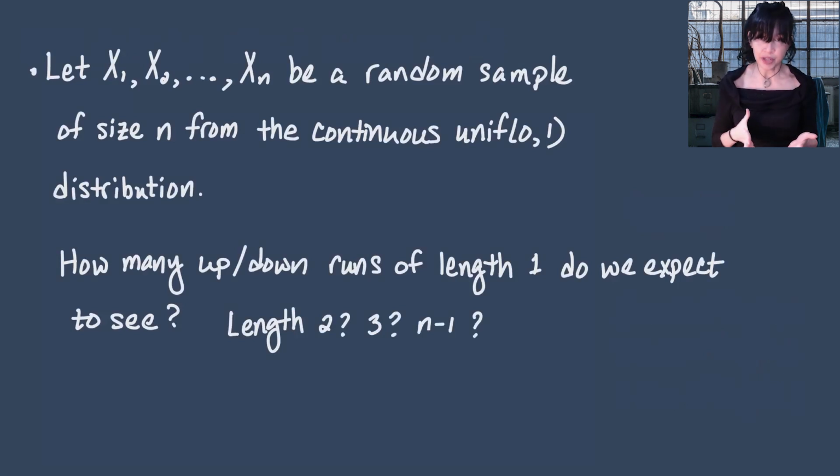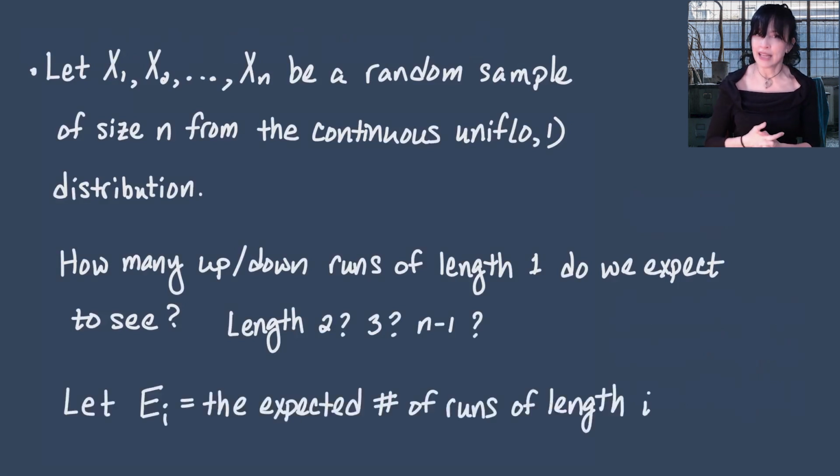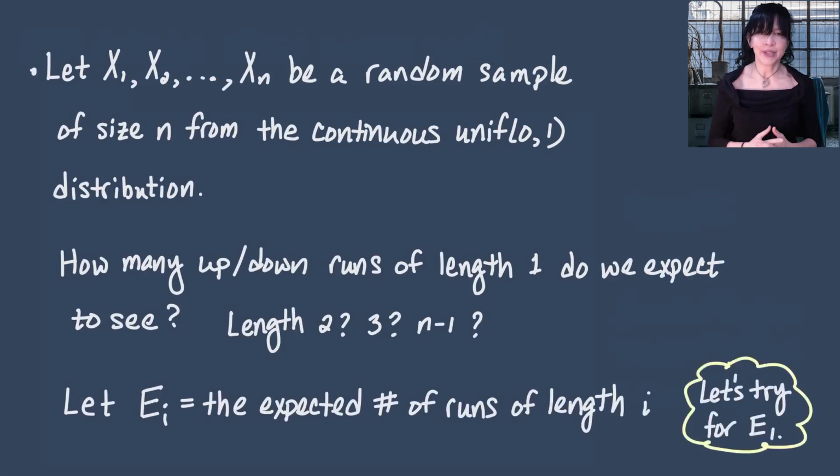I'm going to introduce some notation here. I'm going to let capital E sub i be the expected number of runs of length i in our n simulated values. Let's begin by trying for capital E sub 1. So in a sample of IID uniforms, once you actually have realizations and numbers and you count the increasing, decreasing runs, how many do you expect to see that have a total length of 1?